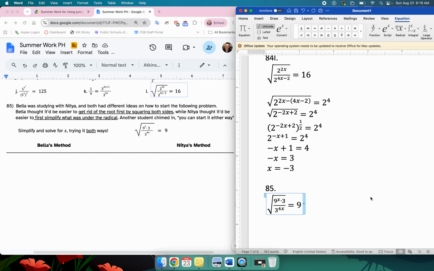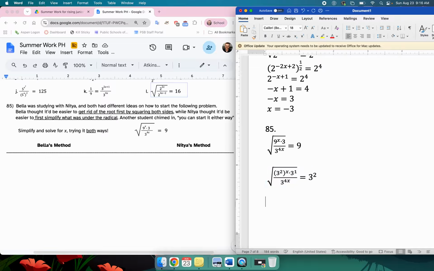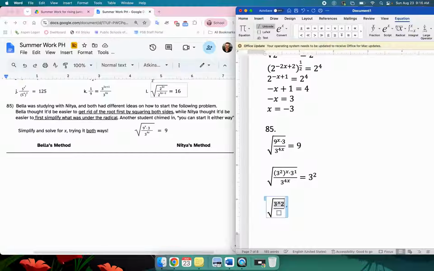So that's the original problem. Everything's a power of 3. So I'm going to rewrite everything as a power of 3. That 9 is like 3 squared. So it's 3 squared to the x times 3. You can think of that 3 as 3 to the 1 if you want. Over 3 to the 4x equals 9 is 3 squared. And then I have 3 to the 2 to the x is like 3 to the 2x. And then times 3 to the 1 over 3 to the 4x is equal to 3 squared.